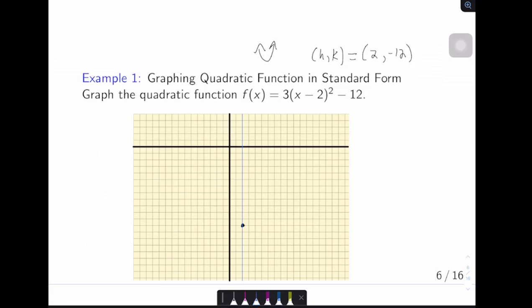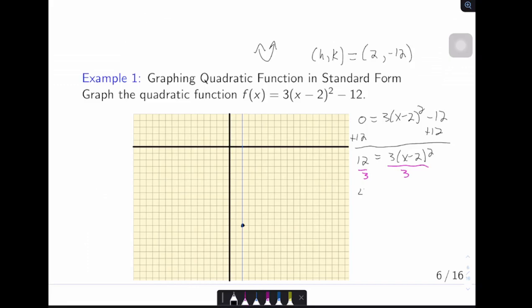So let's go ahead and find our intercepts. I'm going to say 0 is equal to 3 times x minus 2 squared minus 12. I'm going to add 12 to both sides, a little bit of a shortcut here. So we get 12 is equal to 3 times x minus 2 squared. I'm going to divide both sides by 3.